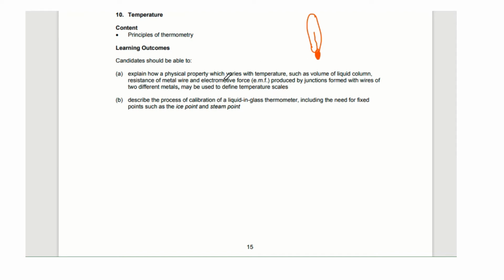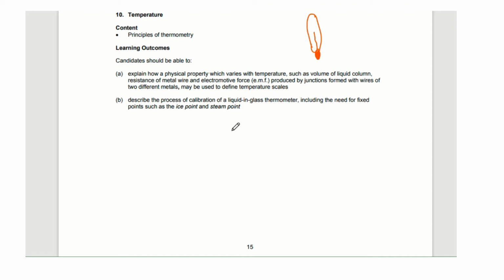Okay, we can also make use of the difference in resistance of a metal at different temperatures. Okay, we can also make use of the EMF, okay, produced by junctions formed with wires of two different metals, okay, to define the temperature scale. So basically, as long as something can change with temperature, we can use that change in property to calibrate it into a thermometer.